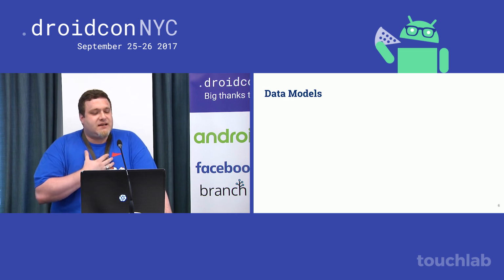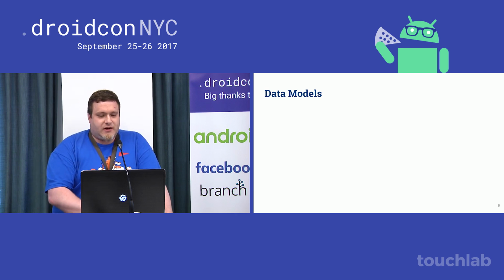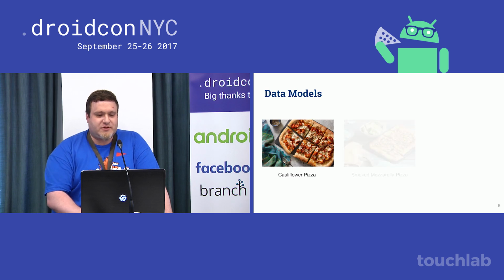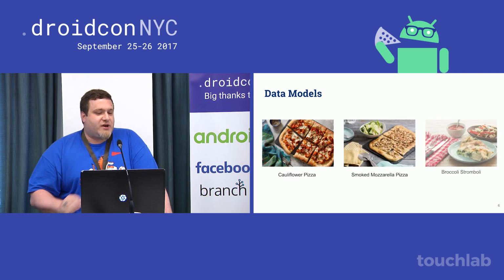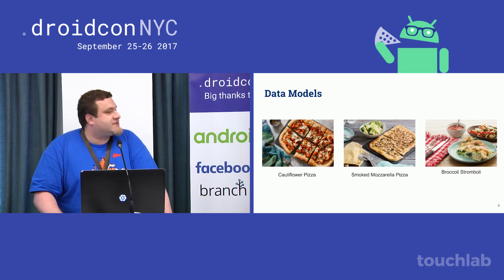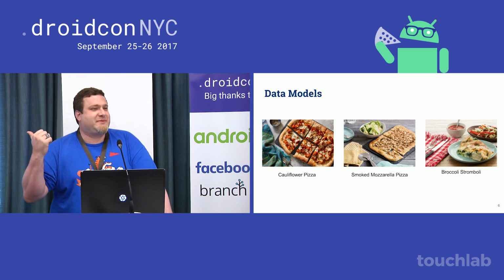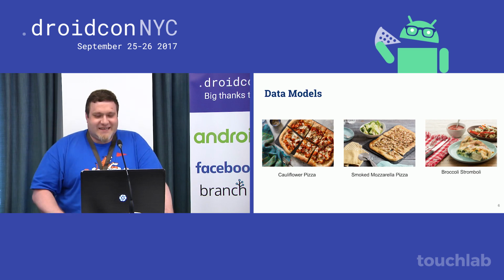I love pizza, so we're going to have a few recipes. We've got a cauliflower pizza, a smoked mozzarella pizza, and a broccoli stromboli, which is basically a pizza that you fold over. Just as a quick plug, these are all real Blue Apron recipes that you too can cook yourself. All right, plug over.